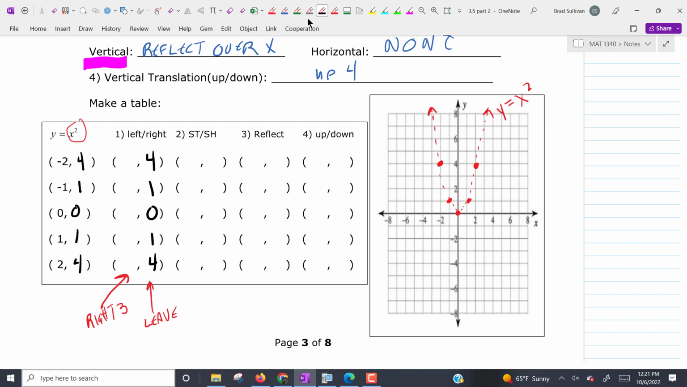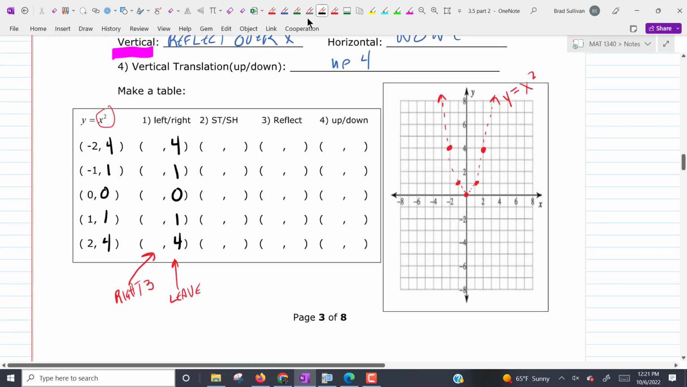Okay, now you do this in your head. You don't have to really show your work. But what you're doing is you're doing -2, and if you're taking this to the right 3, you're doing -2 plus 3, so that becomes 1. Okay, just moving that -2 to the right 3. Then you do -1 plus 3, and that'll give you 2. And you'll start seeing a pattern on this, okay?